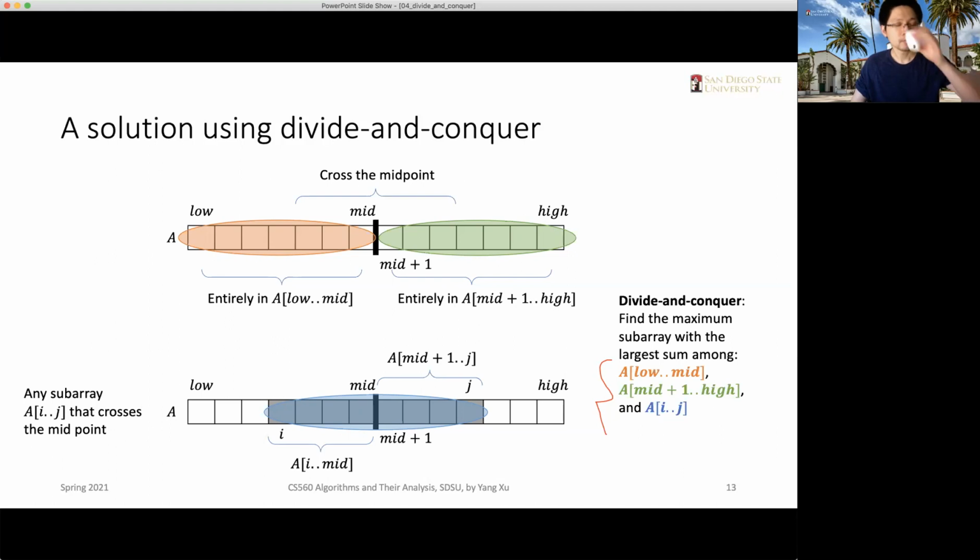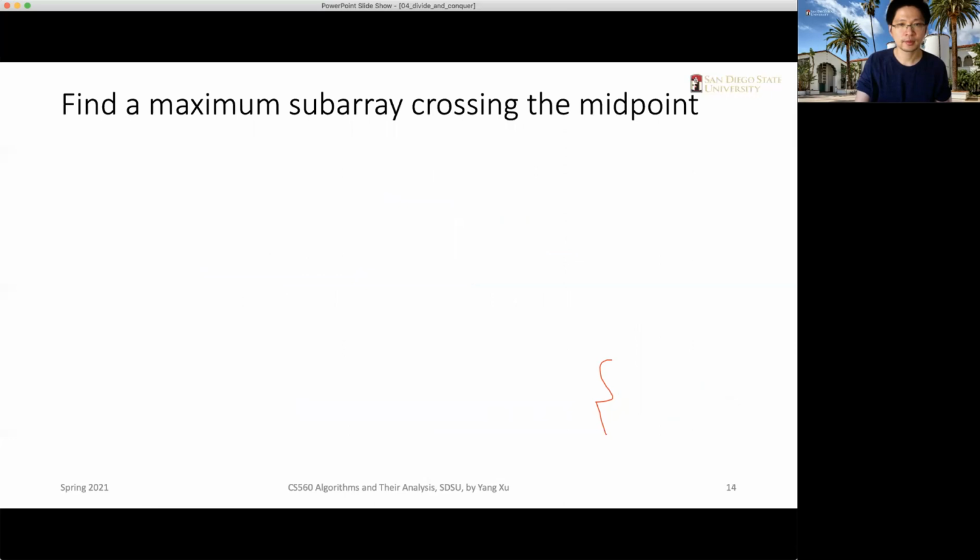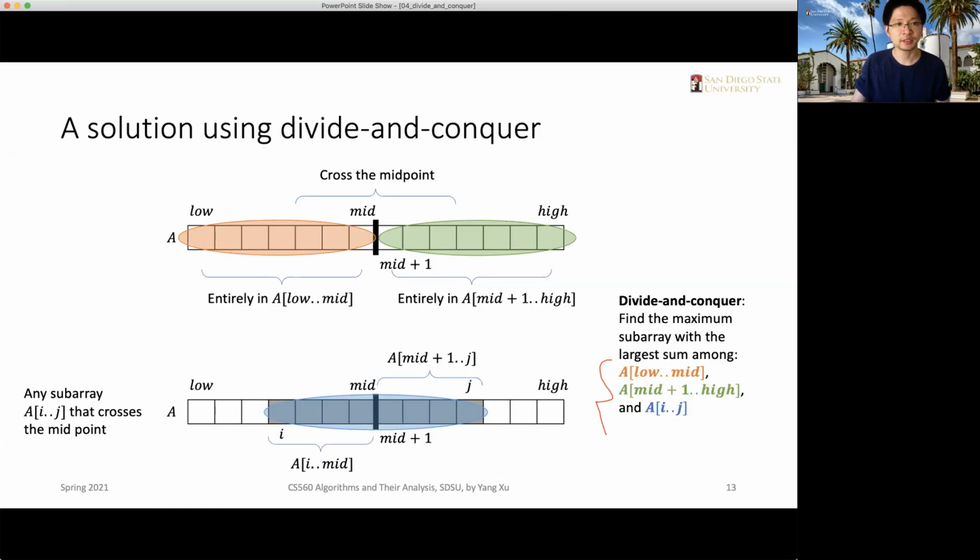I think if you have difficulty understanding the whole process within a short amount of time, you can spend some time reading these two slides over when the lecture is done. Okay, so the heavy lift is here. The heavy lift is the third case. How do we solve this case? How do we find the maximum subarray for a subarray that crosses the midpoint? That's something we're going to show in the next slide.